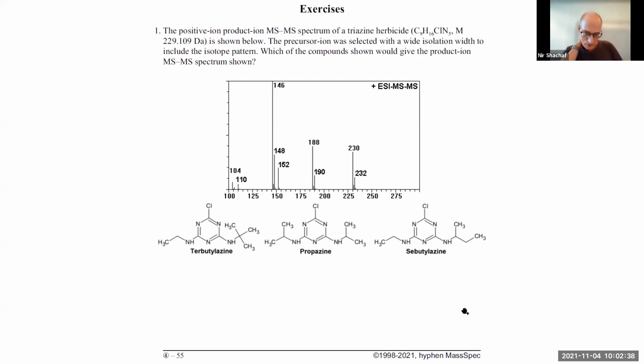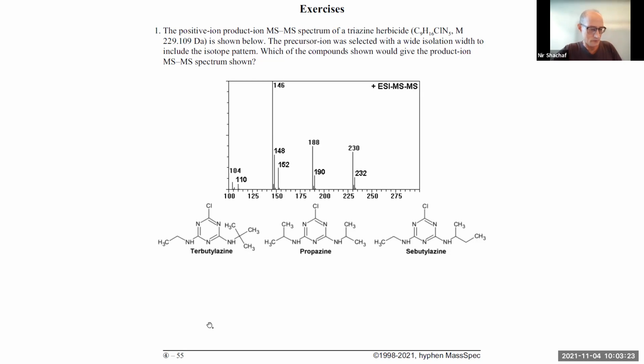So there are three candidate structures, and what I noticed first about the spectra is that m/z 146, 188, and 230 actually have the chlorine included. So I can assume that for all these fragments, the main ring with the chlorine is kept. And for the 104 and 110, I don't see the second isotope, also 152. In that case, I assume that the chlorine might have already left. So this is one thing.